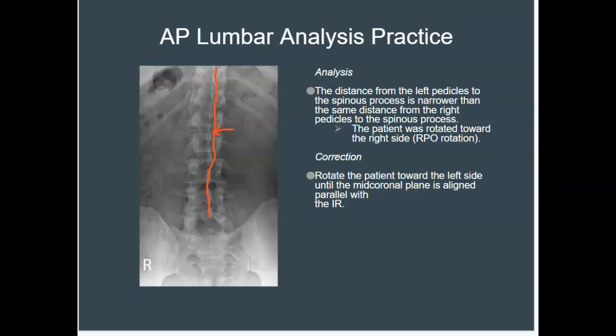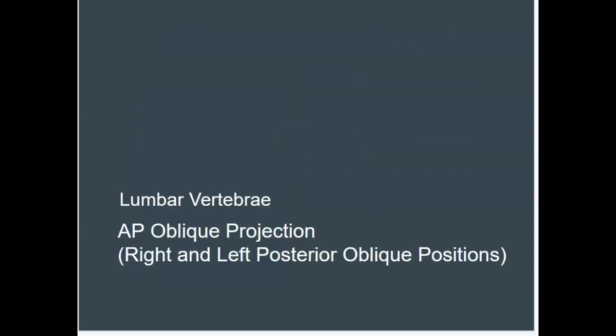In order to correct this, we need to rotate that patient back towards the left side so that we can appropriately align those spinous processes down the midline of the spine and ensure that the mid-coronal plane is parallel with the IR. So let's move on to the AP oblique projections of the L spine.